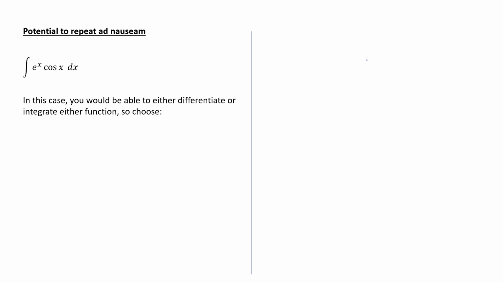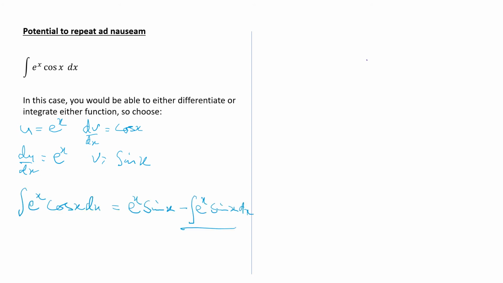So I've got to choose, and I would choose, simply because it's the first term, e to the x as my u term, and my dv by dx term by that token will be equal to cos x. So I differentiate the e to the x and get e to the x, and I integrate cos x, which will give me sin x.